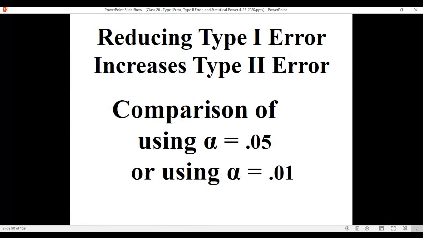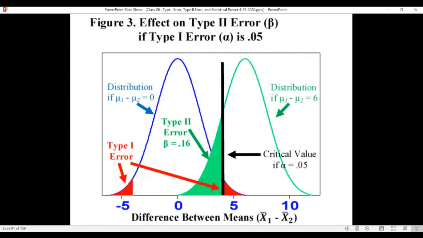I'll show you by presenting a comparison of what happens when a researcher is using alpha of 0.05 and what happens when she decides to use an alpha of 0.01 instead. Now, these are the two distributions we were looking at earlier. The distribution on the right is the true distribution, where the difference between the population means is 6. The distribution on the left is the sampling distribution when the null hypothesis is true.